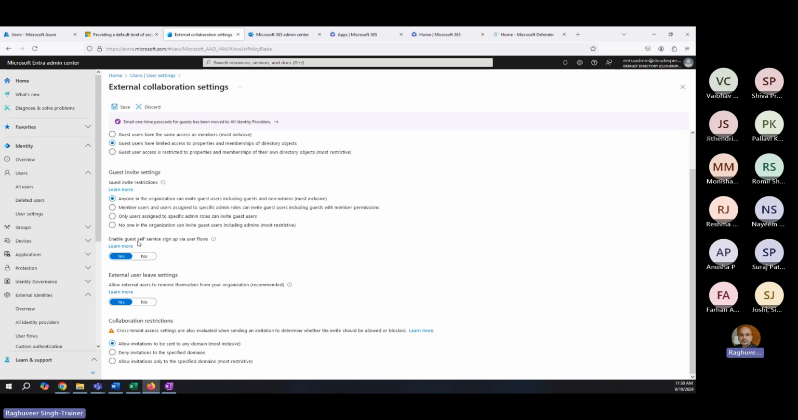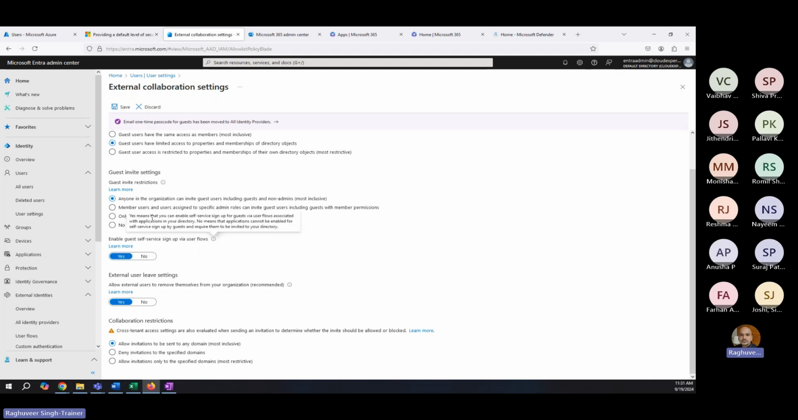Then enable guest self-service sign up via user flows. This is very important. When a guest is signing in, the user flow will get triggered for signing in, wherein the Microsoft Entra, when receiving the login credential from the guest, will approach the identity provider of the guest user, validating whether the credentials are correct. Then it will come back after it gets the validation. It would either say username or password is incorrect, or it would provide the next field. So that is very important to enable.